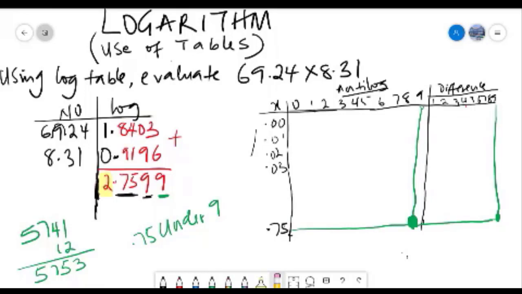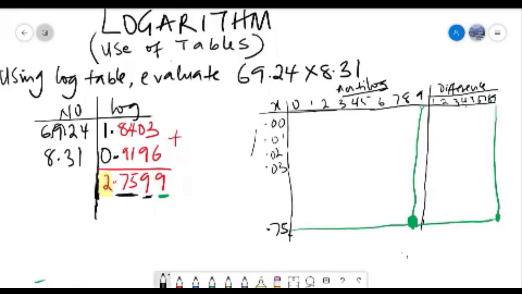If you have done that, come to your table and write anti-log equal to 5753. But remember that you won't stop here.